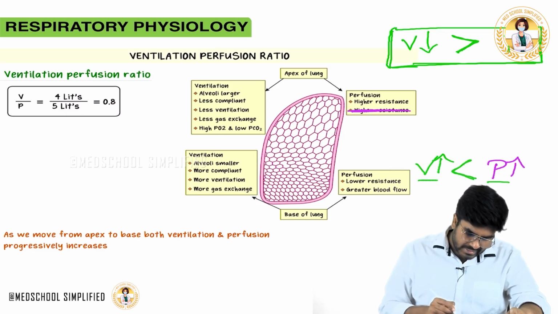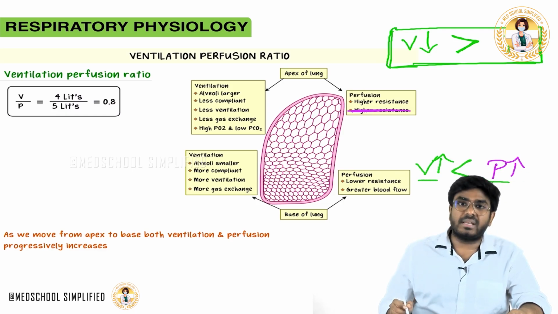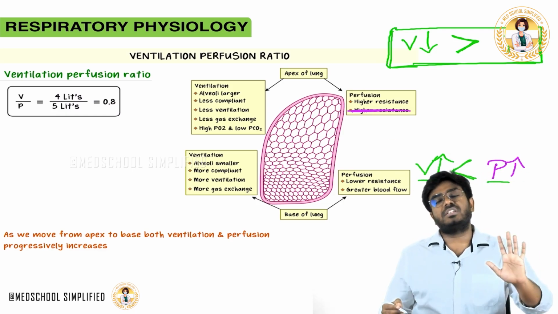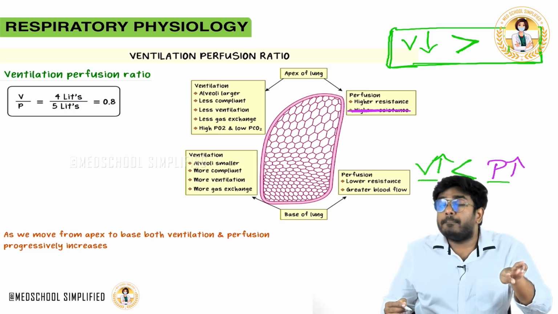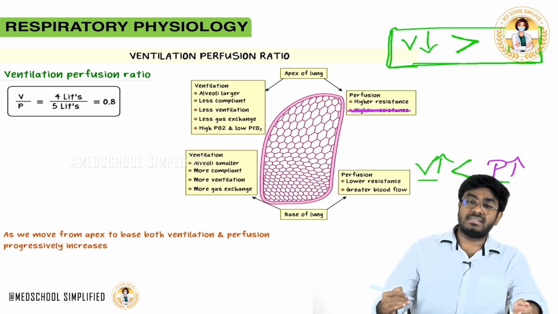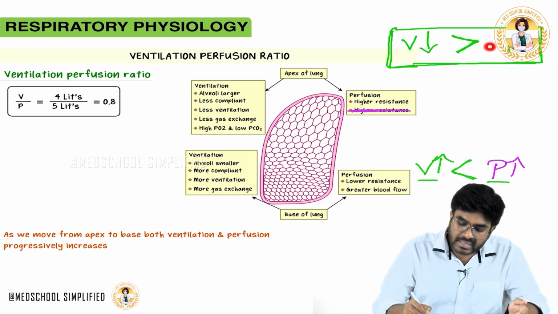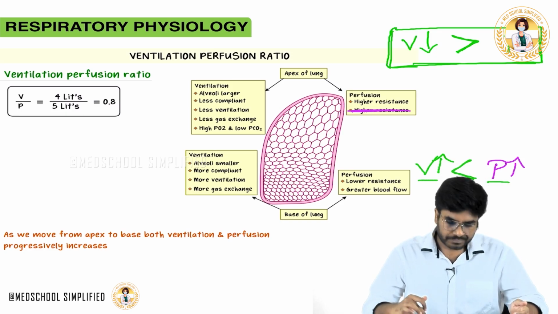But at the end of the day, see this, as we move from apex to base, what happens? Both the ventilation and perfusion increase progressively. In the base of the lung, both ventilation is more, perfusion is more. But if you compare them, ventilation is less than the perfusion in the base. In the apex, ventilation is greater than the perfusion.